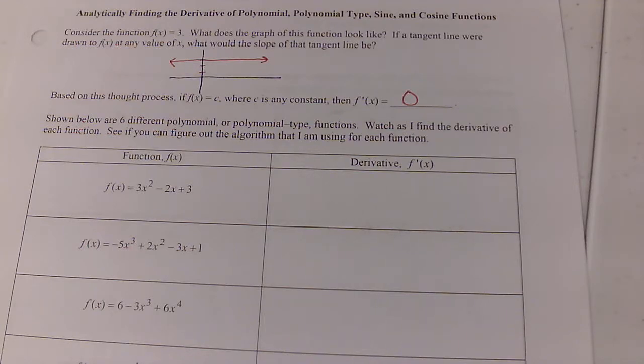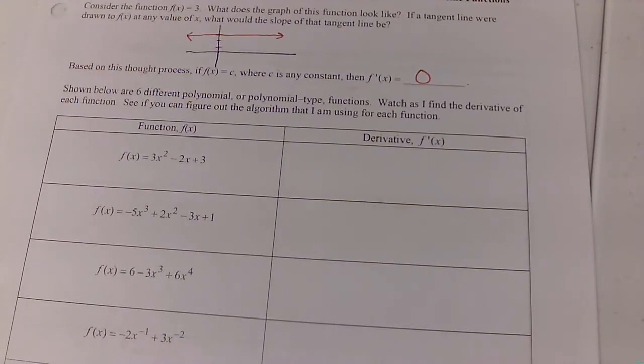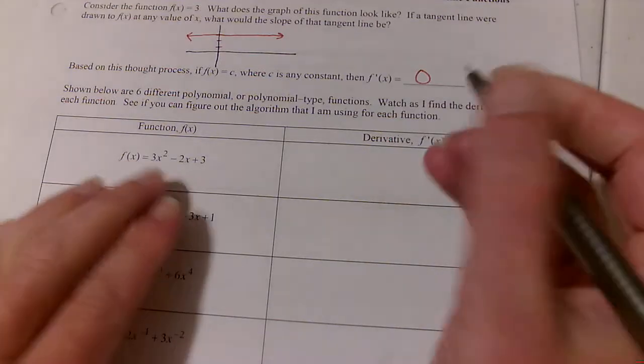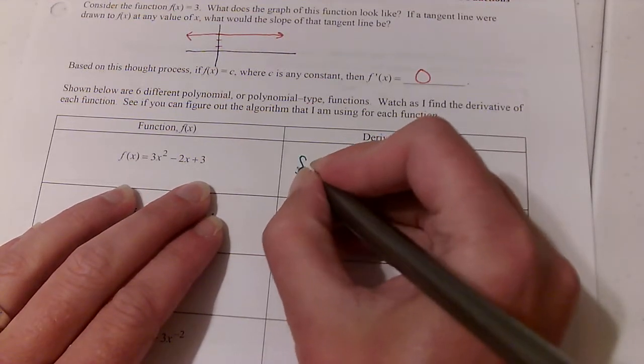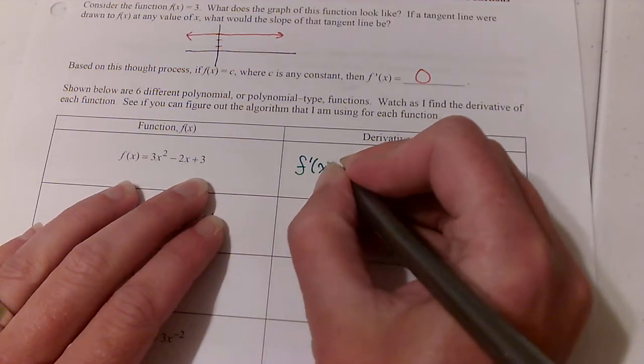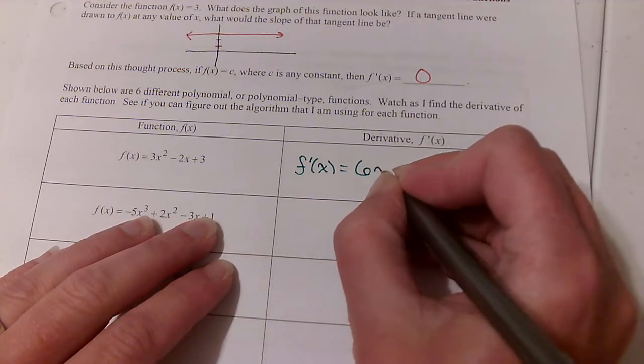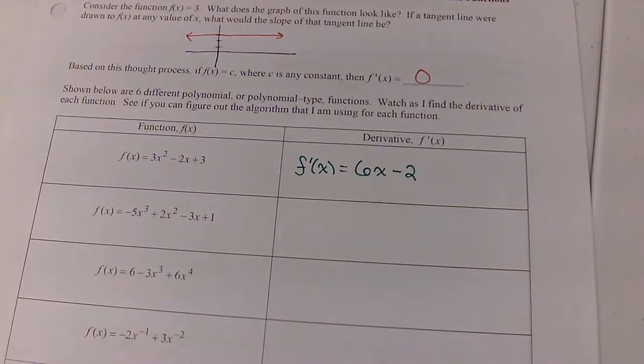Now here's some polynomials, or polynomial kind of type functions. In other words, everything's just kind of added together in that nice little polynomial form. And I'm going to start writing down the derivative. There is a shortcut that I want to see if you can discover. So I have 3x squared minus 2x plus 3. The derivative for that is 6x minus 2.